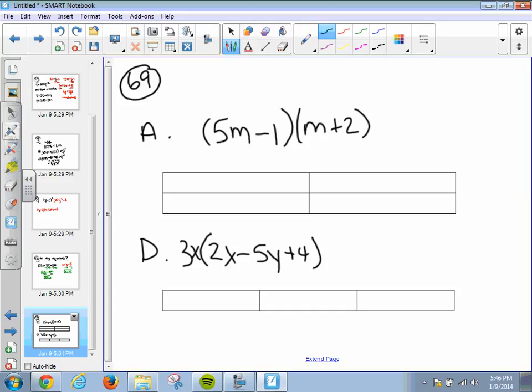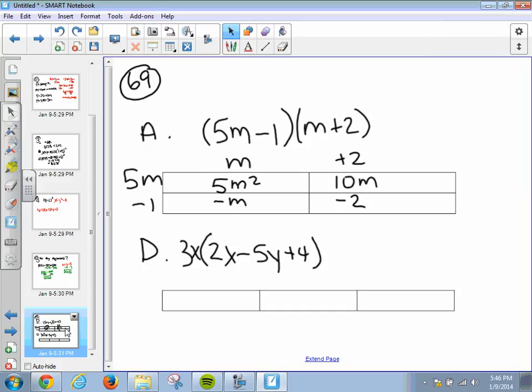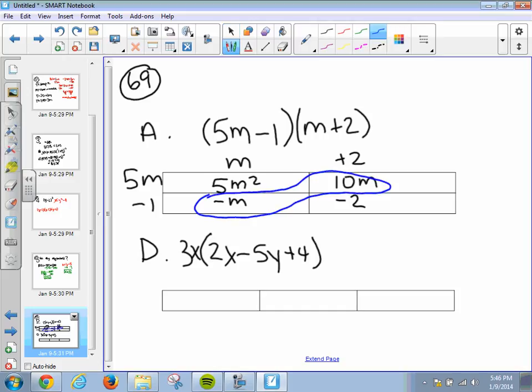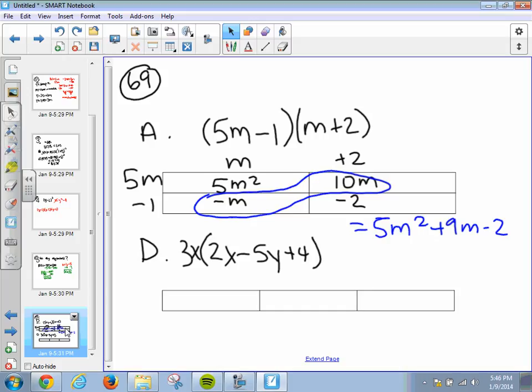So if we're using our geometric rectangles, we know that we should have 5m and negative 1, m, and positive 2. So we really have 5m squared, negative m, 10m, and negative 2. So we're going to combine our like terms. We're going to combine our negative m and our 10m. So our final answer would be that this is equal to 5m squared plus 9m minus 2.